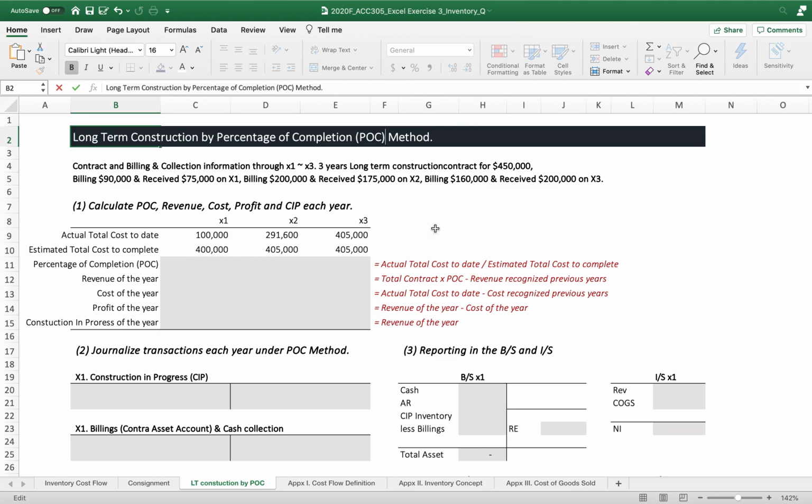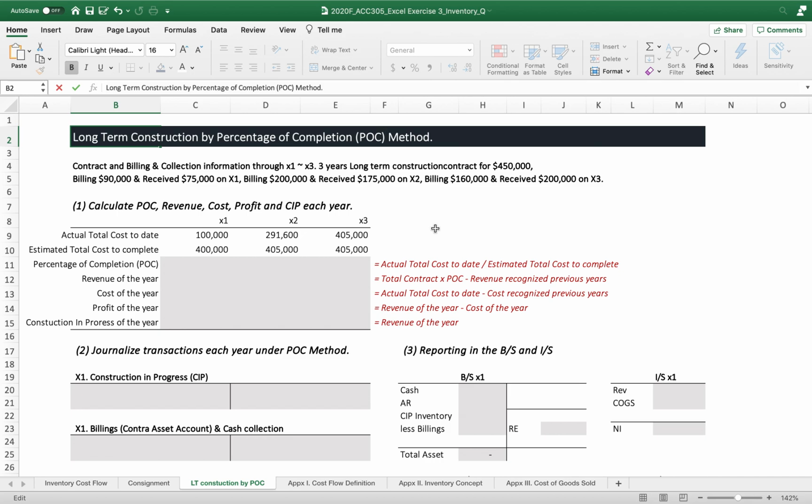The contract clearly specifies the enforceable rights regarding goods or services to be provided and received by the contract parties, and the consideration to be exchanged, and the manner and terms of settlement. So the buyer can be expected to satisfy all obligations under the contract. The contractor can be expected to perform the contractual obligation.